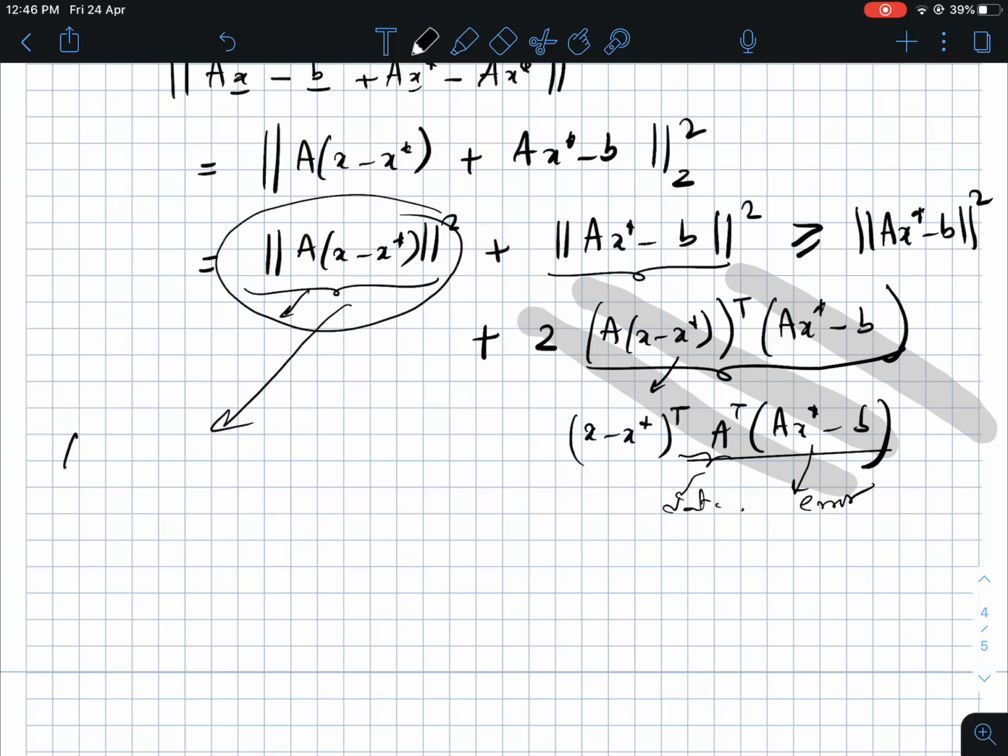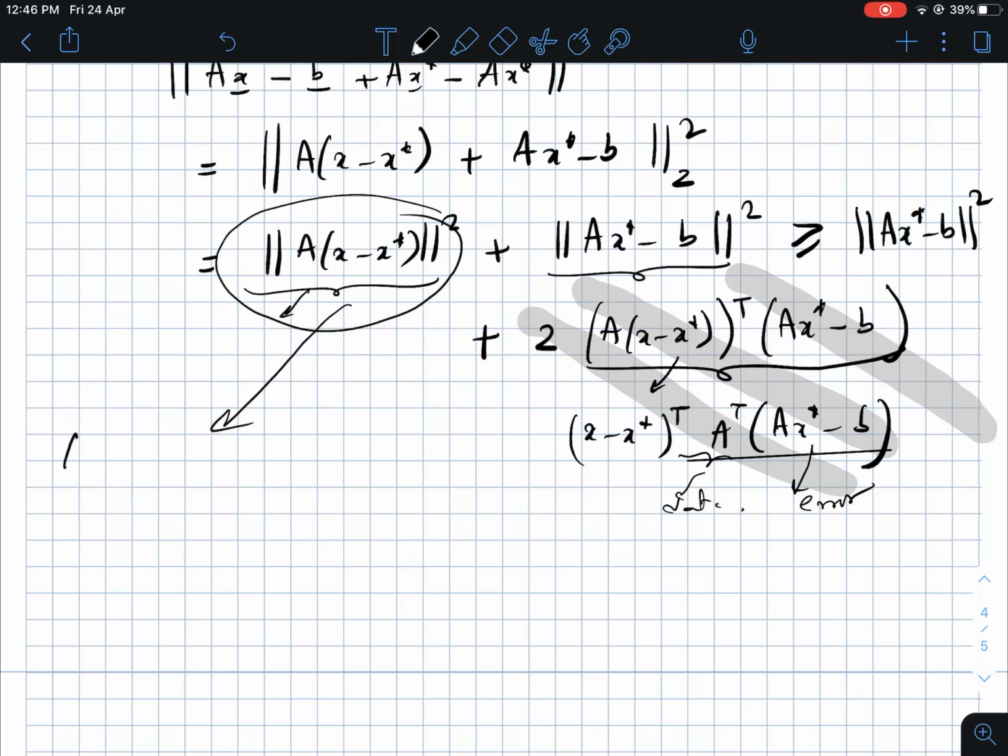So this establishes algebraically and more rigorously that x star is the unique minimizer, or rather the unique solution to least squares. Okay, x star is the unique solution to least squares.